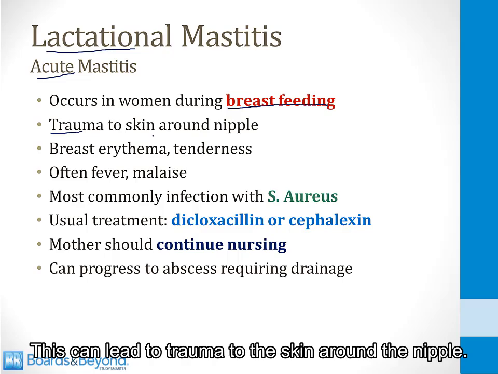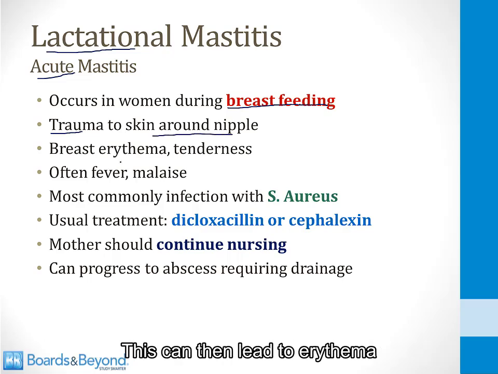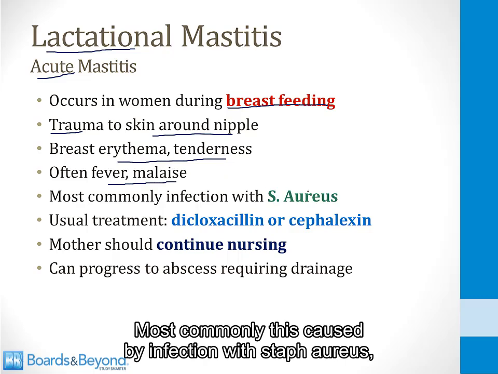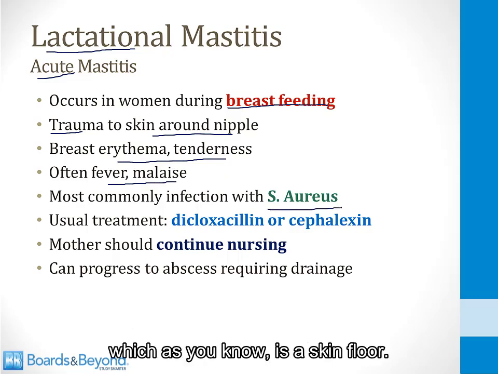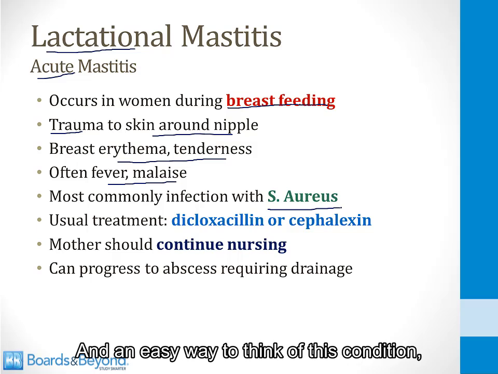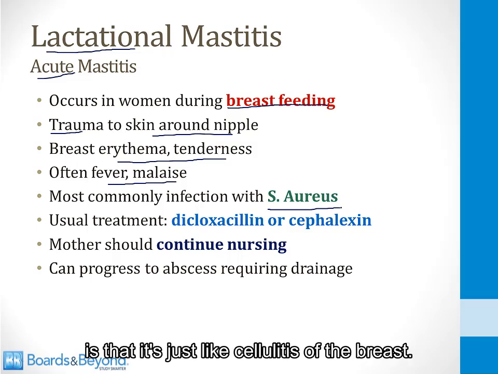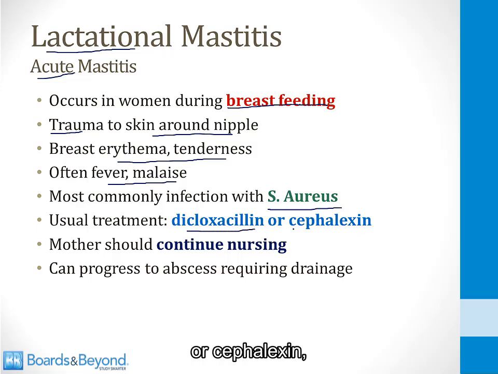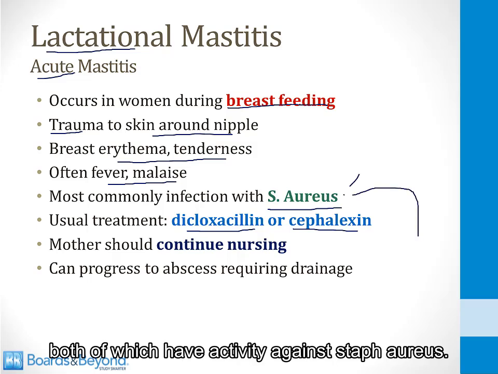When women are breastfeeding and their baby is on the breast multiple times per day, this can lead to trauma to the skin around the nipple. This can then lead to erythema and tenderness of the breast and even sometimes fever and malaise. Most commonly, this is caused by infection with Staph aureus, which, as you know, is a skin flora, and an easy way to think of this condition is that it's just like cellulitis of the breast. The usual treatments are the antibiotics dicloxacillin or cephalexin, both of which have activity against Staph aureus.